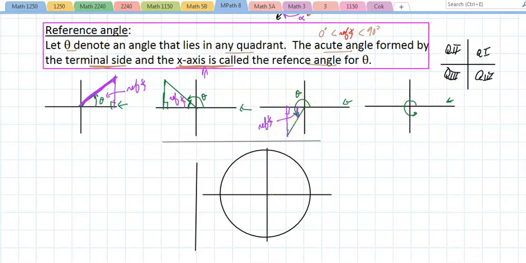And if I am in quadrant 4, assume this is where theta is. Let's say it's 310 degrees. That's theta. The reference angle would be actually running from the terminal side to the x-axis.